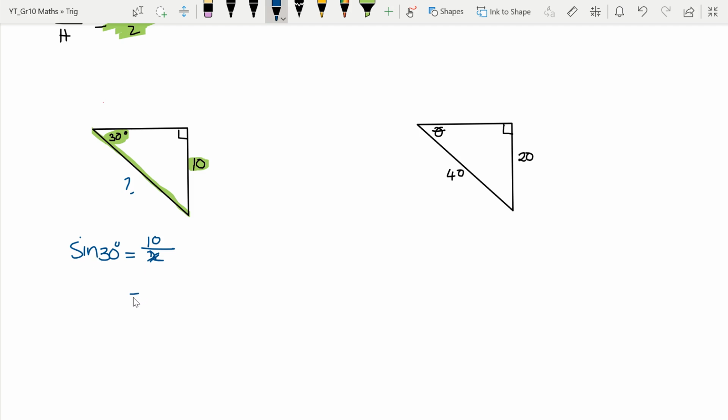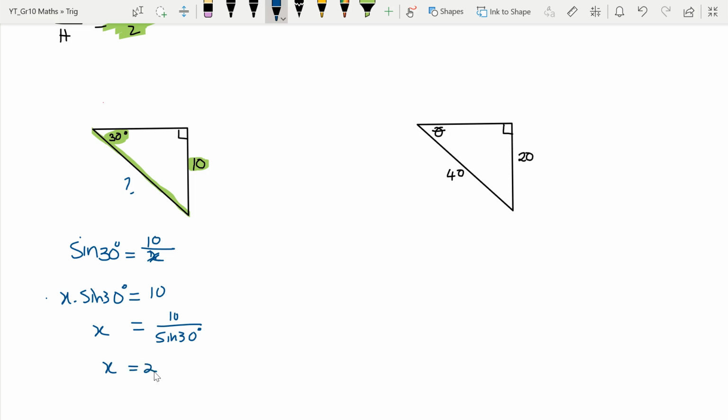So if we simplify this equation, I'm going to multiply both sides by x. Now it's just an equation that I'm solving. This has nothing to do with trig. So then to get x by itself, it would be 10 divided by sine 30 degrees. So x is equal to 10 divided by sine 30, which is equal to 20.